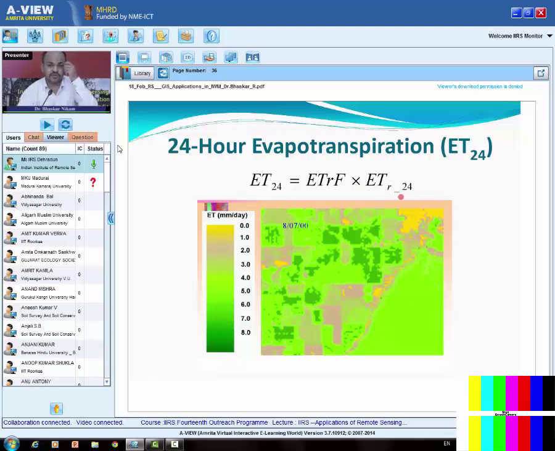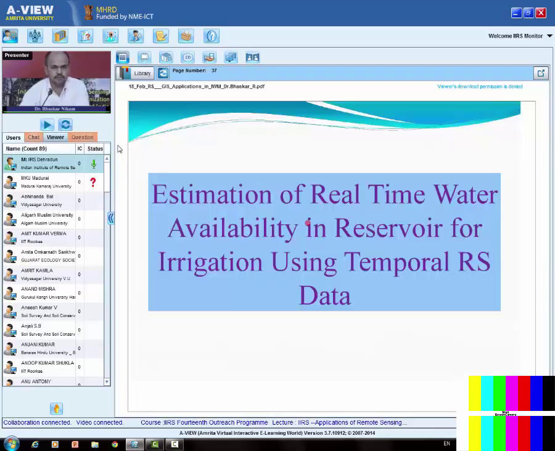If I have reference evapotranspiration of R, I can convert it to hourly evapotranspiration. If I have daily reference evapotranspiration, I can convert it to daily evapotranspiration. Weekly, I can convert to weekly crop water requirement. So now one part, knowing how much the crop water requirement is, is done.